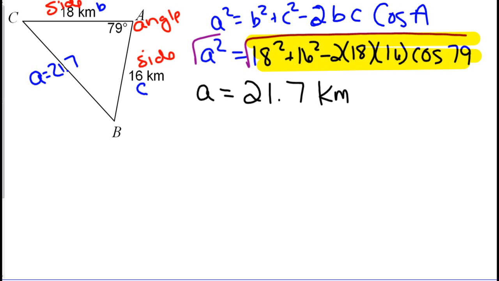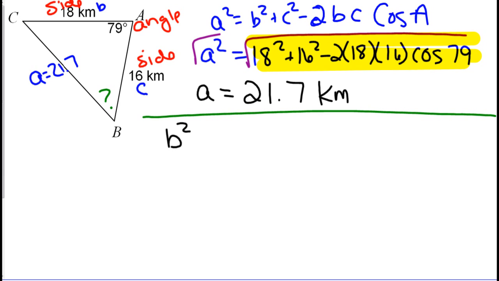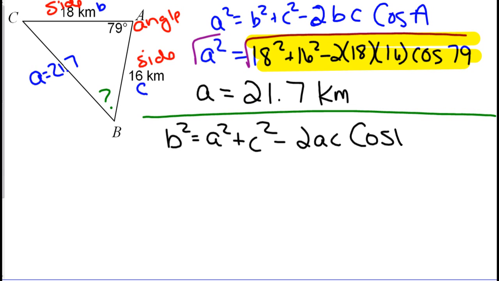I'm going to continue to use law of cosines just so we get used to it. The next thing I need to do is find angle B, and it doesn't matter, I can find B or C because I'm using law of cosines. So if I want to find B, which I do, I'm going to use all three of my sides, B squared equals A squared plus C squared minus 2AC times the cosine of B.